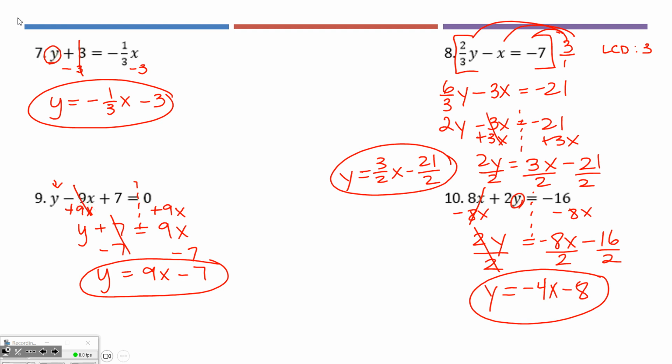And again, what was the purpose of this? I was trying to get these equations into what we call slope-intercept form. Or in other words, y equals mx plus b. And why do I care about slope-intercept form? Because I can really easily read off the slope and the y-intercept. So in number 9, if I were to say to you, hey, here's this equation, y minus 9x plus 7 equals 0. Tell me the slope, tell me the y-intercept. Before you answer that question, you've got to do this work that I have here in red, solving for y, and then you can say, oh, the slope is 9, the y-intercept is the point 0, negative 7.